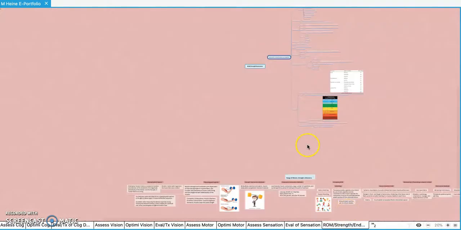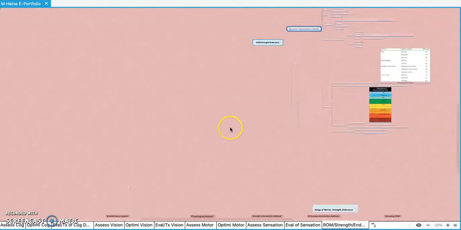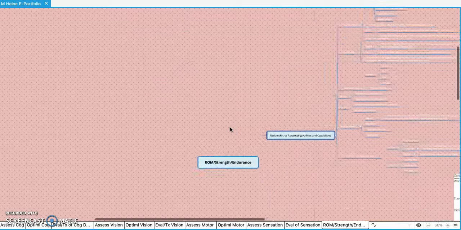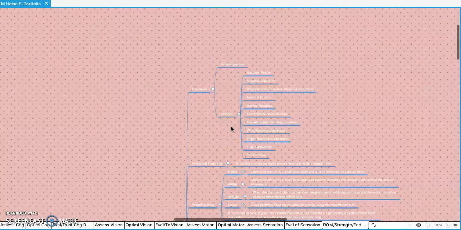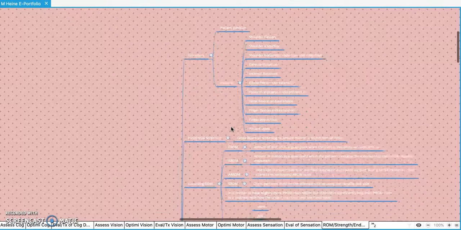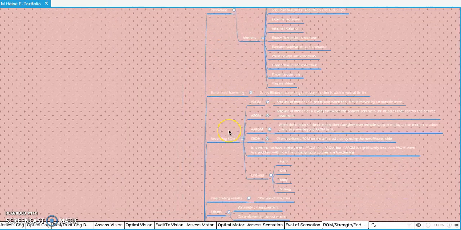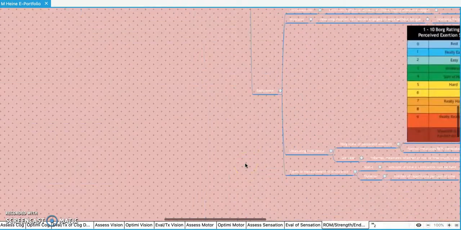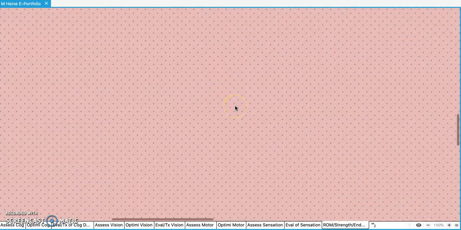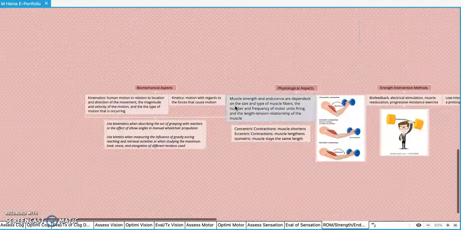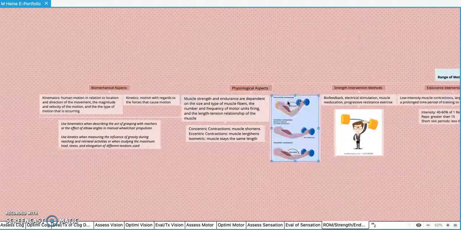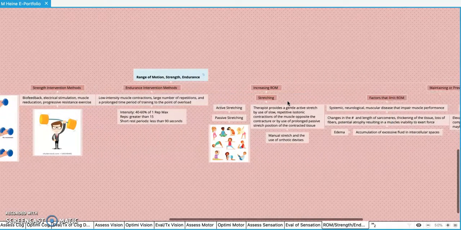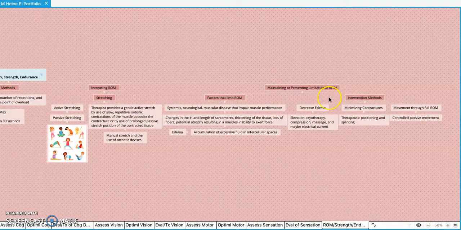And then lastly, the range of motion, strength, and endurance, which we will assess with every client, no matter what. This is the foundation if you're screening with OT. So the procedure, and like I just said, the screening, recording, interpreting your results. Are they having edema, pain? What's their muscle strength? What is their grasp and pinch strength? Their endurance. And then we break it down further here to the different aspects. And then how do we increase their range of motion, maintaining or preventing limitations in range of motion.